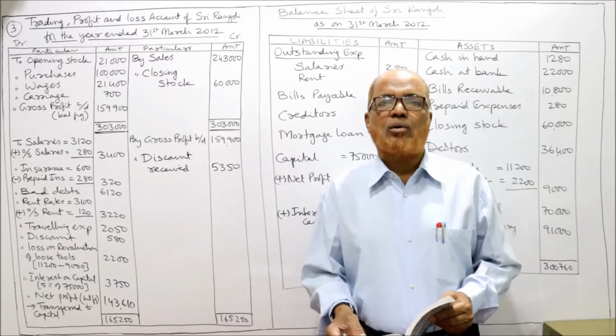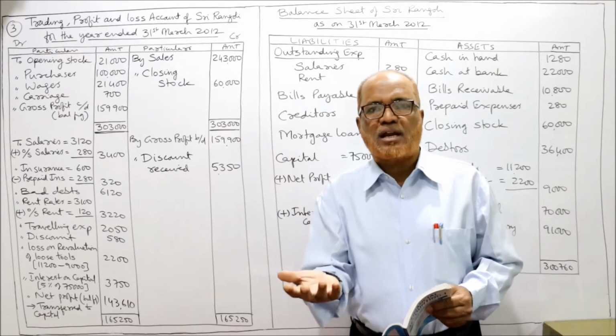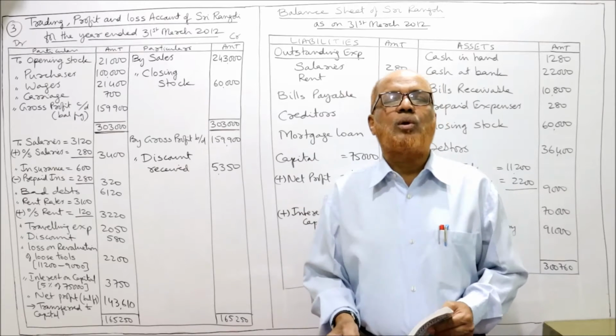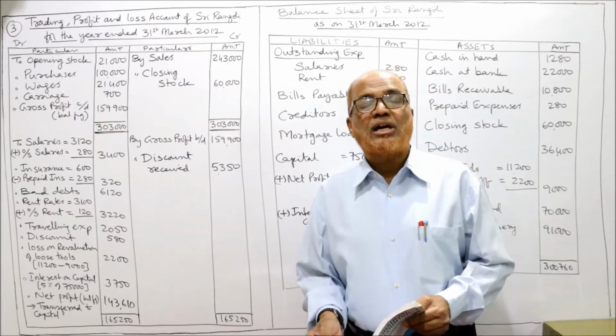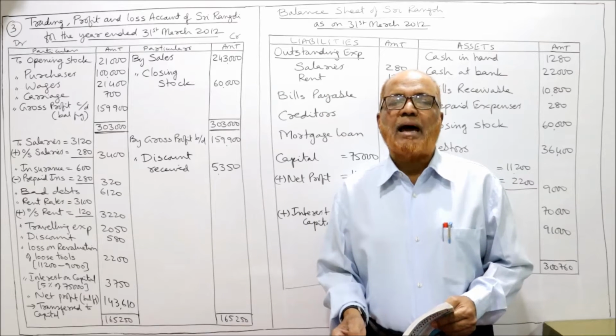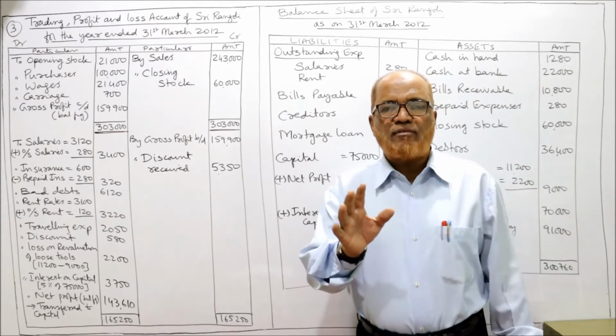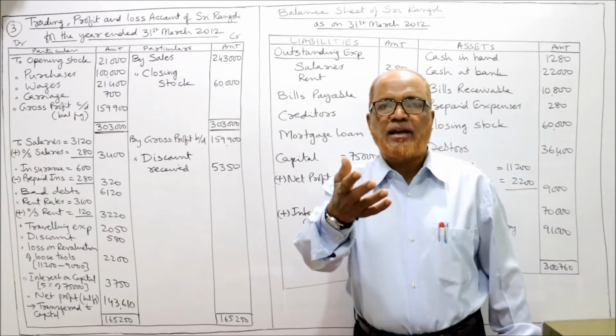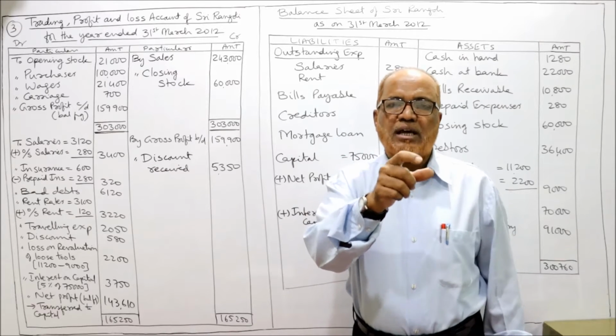Discount. Now here discount is given on the debit side as well as the credit side. This credit side discount of 5,350 is discount received. It will be taken on the credit side of the profit and loss account. Capital, liability side of the balance sheet. So I have read out all the items given in the trial balance, and I have explained which item will be taken where.